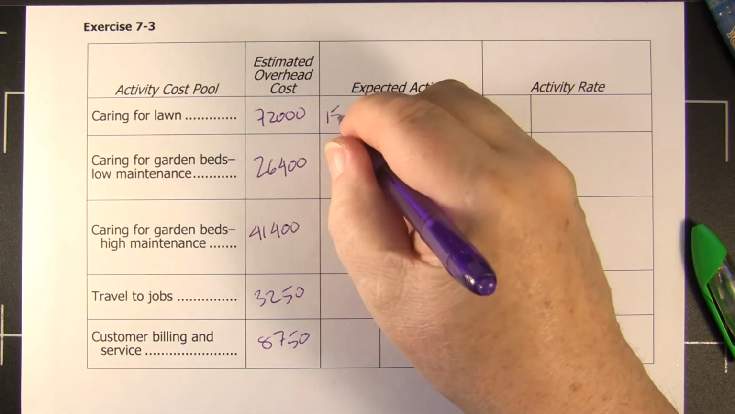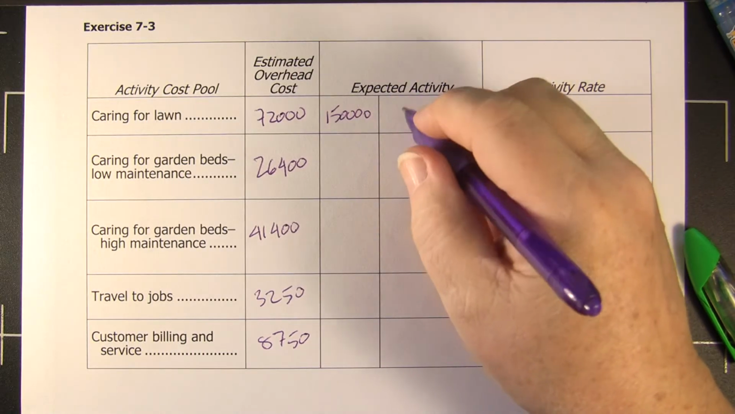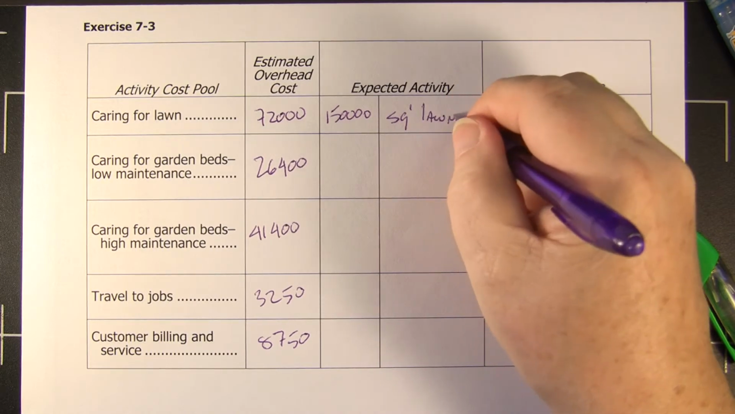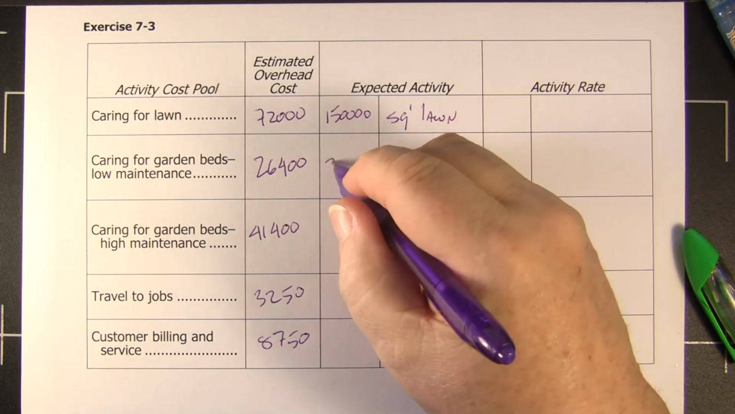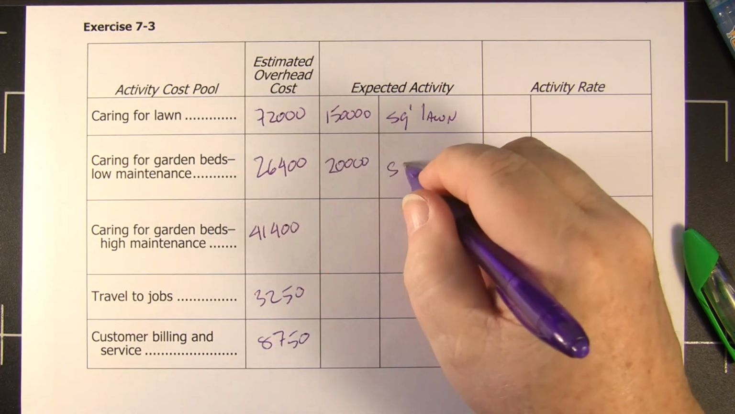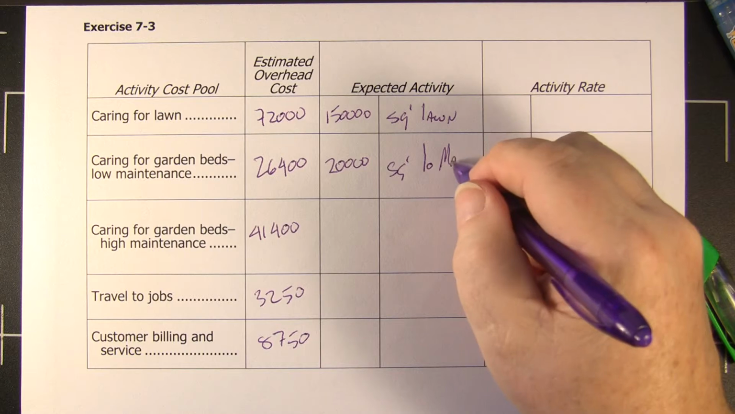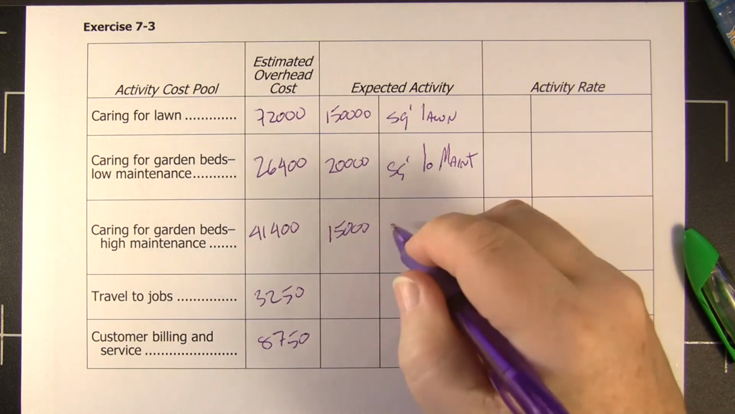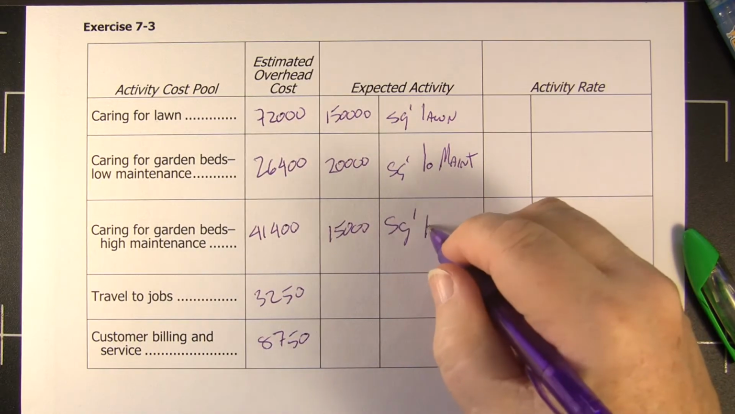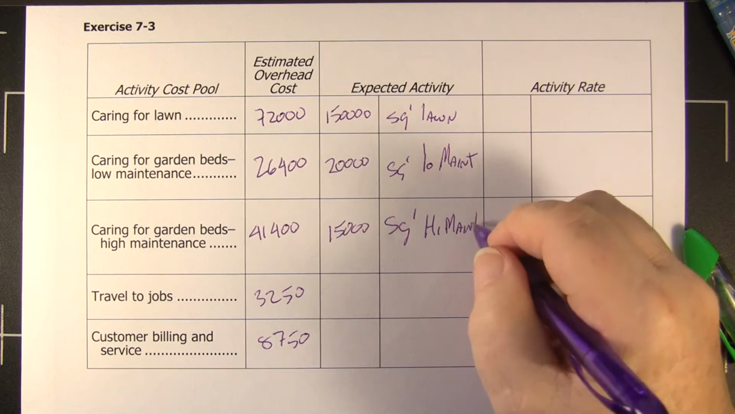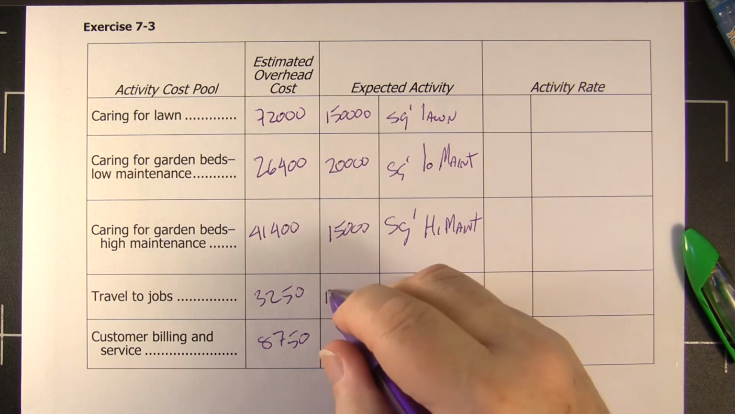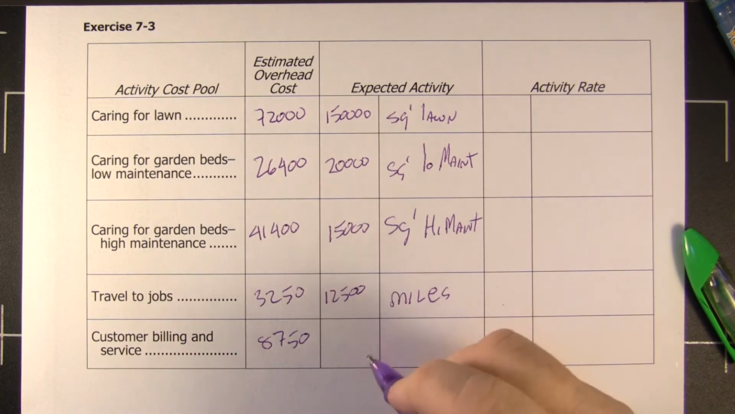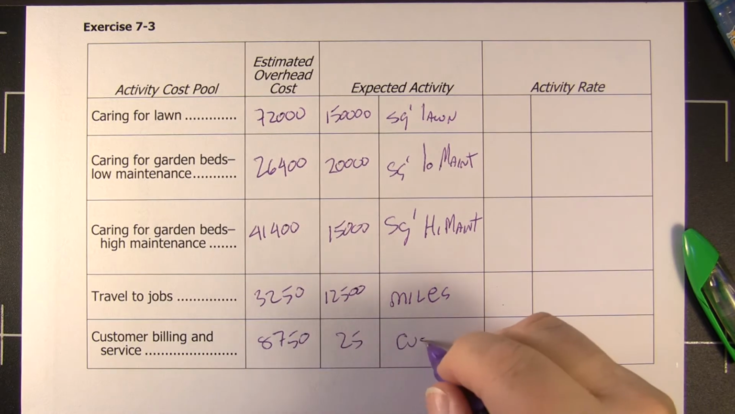So 150,000, and that's square feet of lawn. And we have 20,000 square feet low maintenance. And we have 15,000 square feet high maintenance. We traveled 12,500 miles. That's how we're determining that. And we have 25 customers.